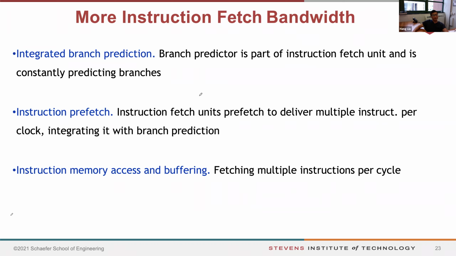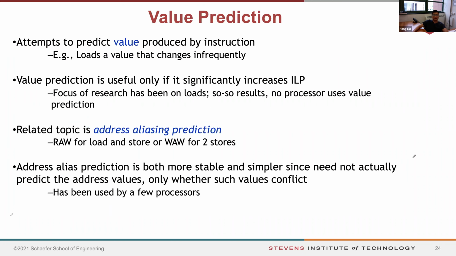We can also do instruction prefetch, integrated branch prediction, and instruction memory access and buffering. For integrated branch prediction, the branch predictor is part of the instruction fetch unit and is constantly predicting branches. Instruction prefetch is per the name. We prefetch the instruction and deliver multiple instructions so that every clock cycle we can integrate that into branch prediction, right? Instruction memory access and buffering means fetching multiple instructions per cycle.